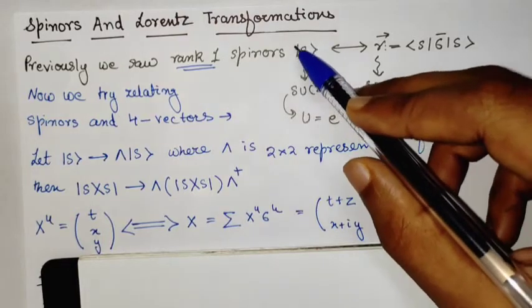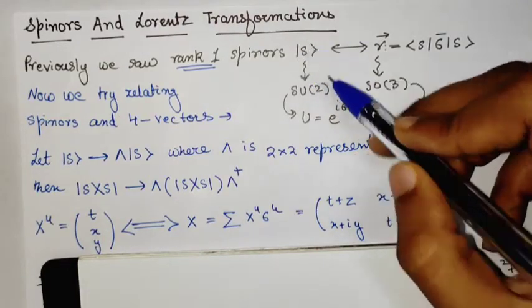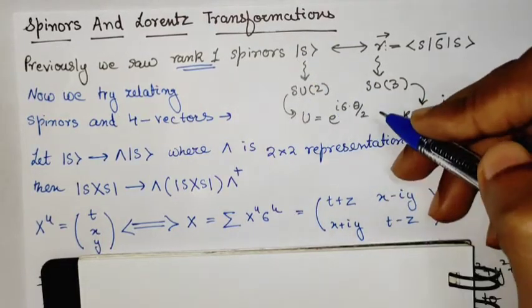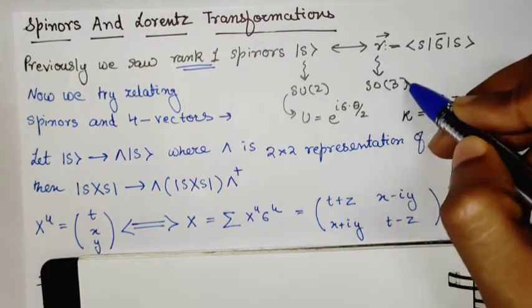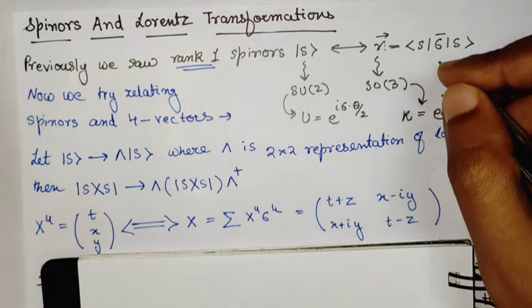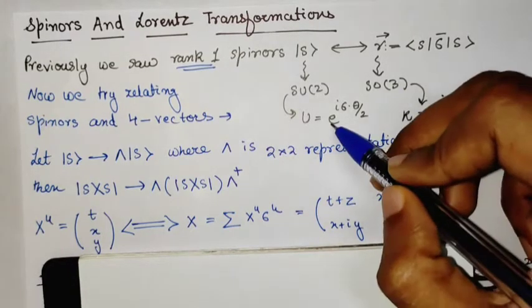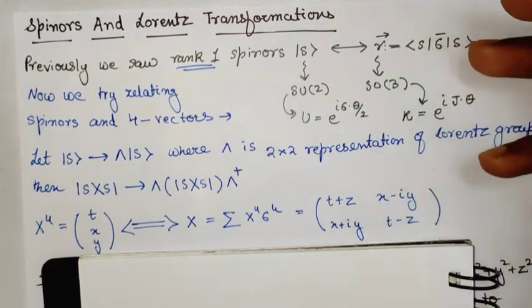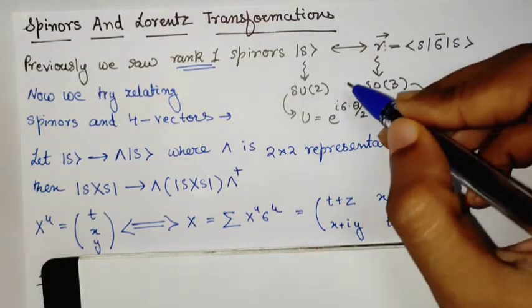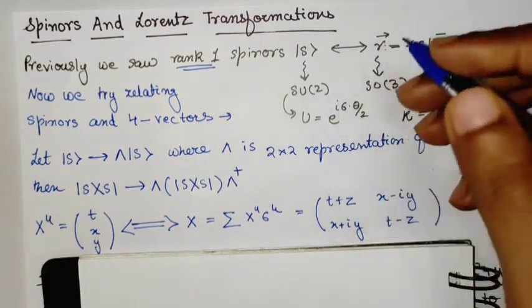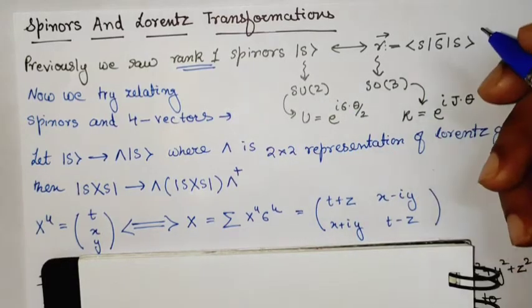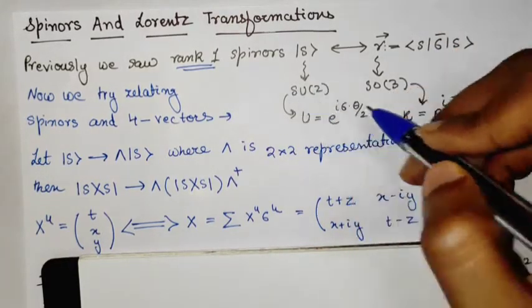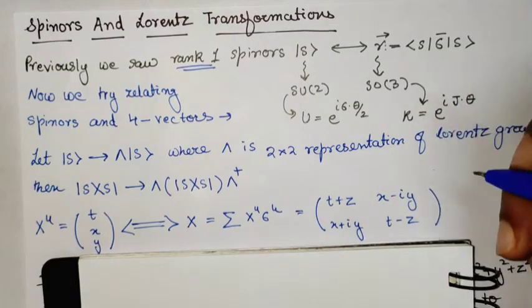And the action of rotations was performed by SU2 group elements over these rank 1 spinors, and these R3 vectors are rotated by the SO3 group elements. We saw this is the structure of these elements, and there was a 1-to-1 correspondence, or homomorphism. Actually it was a 2-to-1 correspondence, so we said that SU2 is a double cover of SO3.